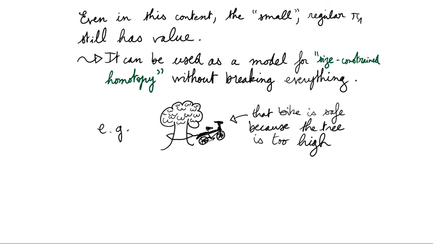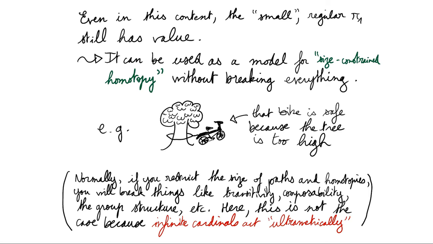Even in this context, you might still find value in the regular, usual small fundamental group. You can use it to model situations where homotopies have constraints on their sizes without breaking the algebraic structure. If you put this kind of size constraints on homotopies and loops, usually you will break the algebraic structure. You won't get a fundamental group. Here, this is not the case, and this is all thanks to the ultrametric behavior of infinite cardinals.